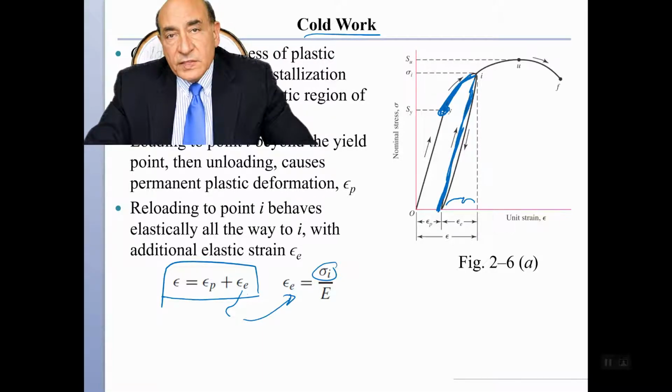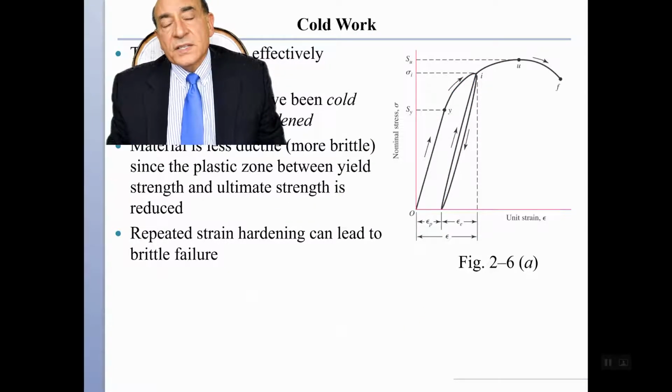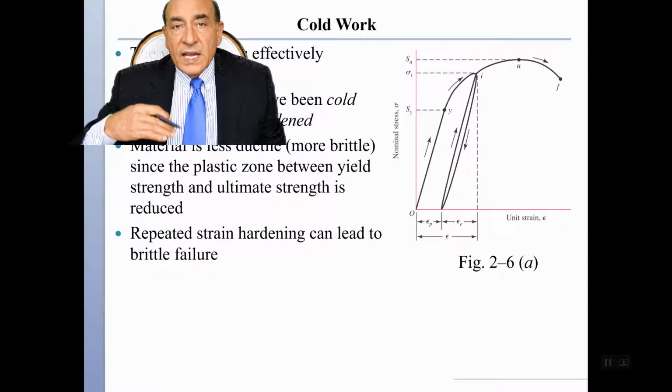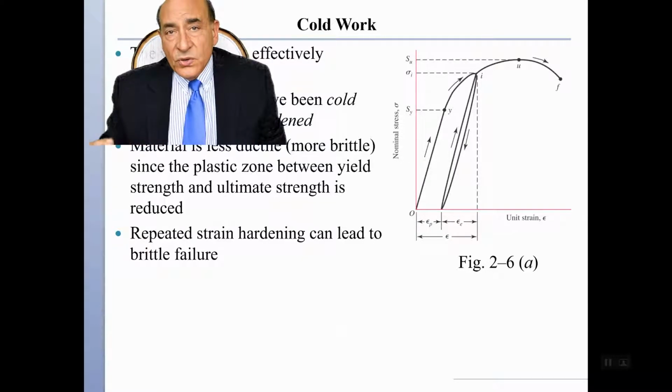And the non-recoverable would be epsilon plastic. So if I want to, for example, find the residual strain, and the residual strain may be important in some applications, it is epsilon plastic, and this will be epsilon minus sigma I over E. So this is a way for us to compute the residual strain upon unloading. When I have residual strain, we use the term that the material has been cold worked.